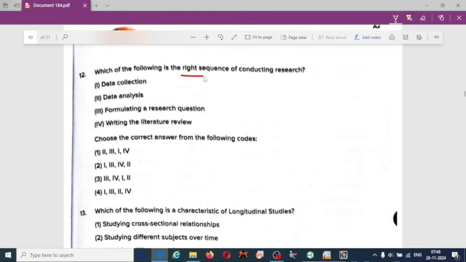Which of the following is the right sequence of conducting research? Data collection, data analysis, formulating a research question, writing the literature review. First thing is to collect the data. Second is formulating the research questions. And then data analysis. Writing the literature review is the fourth one. So from the given options, the sequence 1, 3, 2, 4 is correct.